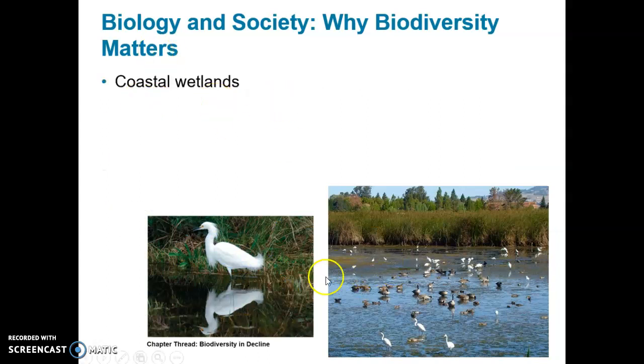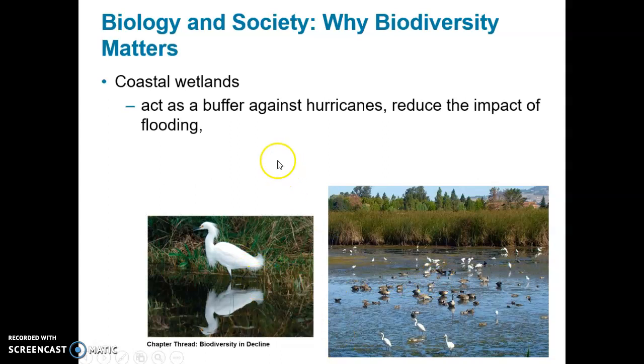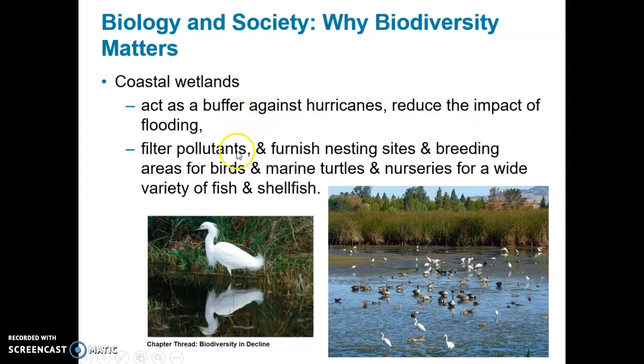So for example, coastal wetlands that we talked about in a previous chapter act as buffers against hurricanes to help prevent the water upsurge onto land and reduce the impact of flooding, because as water comes downhill through rivers and streams, water hits wetland areas, which are nice and flat, and the water kind of slows down and basically absorbs floods.